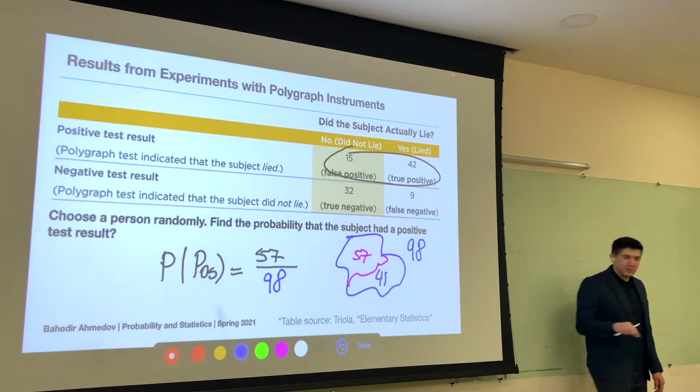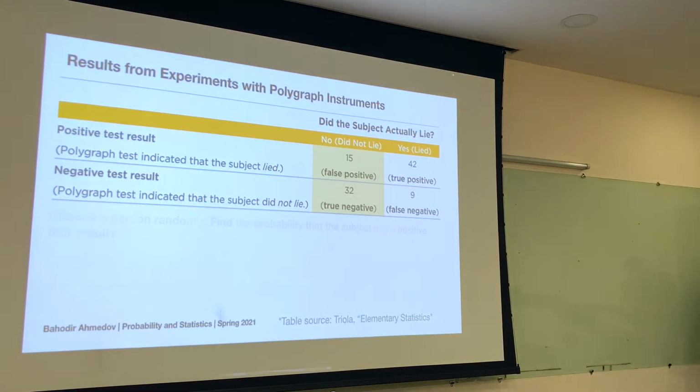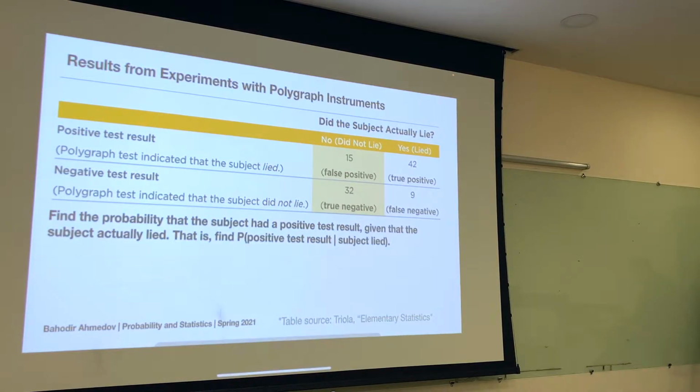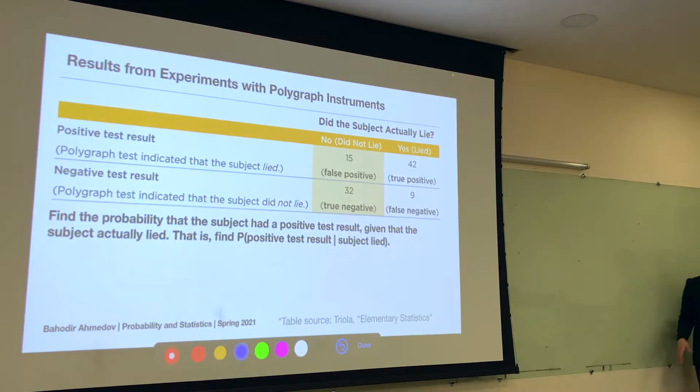Are you writing this down? So let's do this problem a little bit differently. Now you choose this person, one of the persons.